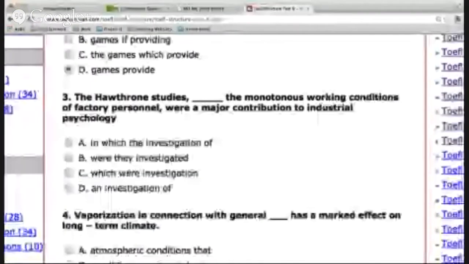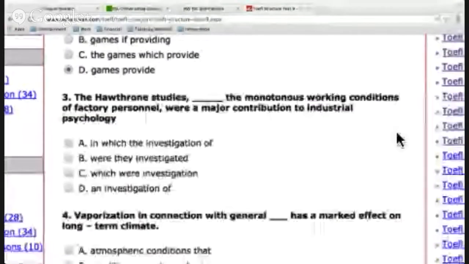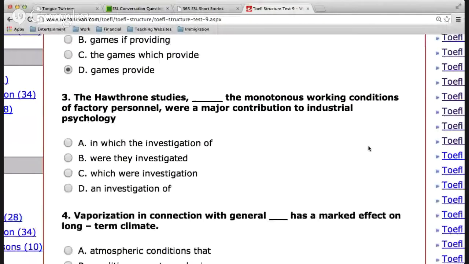Number three, please. Okay, the Hawthorne studies blank the monotonous working conditions of factory personnel were a major contribution to industrial psychology. Okay. I will go with A. The Hawthorne studies, in which... This one has a lot of complicated words. Okay, so let's try it out. The Hawthorne studies, in which the investigation of the monotonous working conditions of factory personnel were a major contribution to industrial psychology.